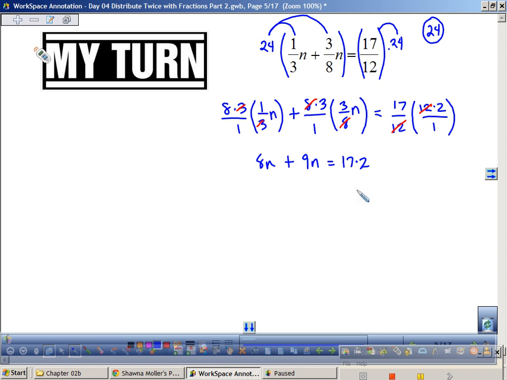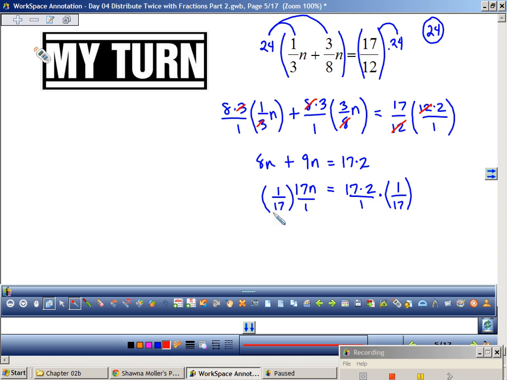Can I leave it like that? Isn't 17 times 2 the same as 34? Do I have to write 34? No, I don't have to. Watch why I'm not going to. All right, 8n and 9n are how many n's? 17n. Look at that. If I want to get rid of 17 and it's being multiplied, I could multiply by the inverse, right? When I multiply, we'll put a 1 under that, multiply by the inverse. See why I left the 17? This goes away, this goes away, this goes away, this goes away. And all I'm left with is n equals 2.